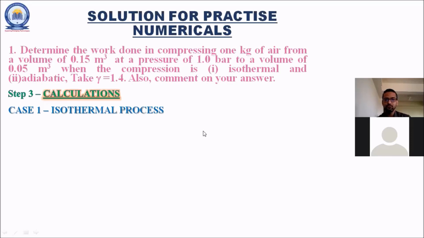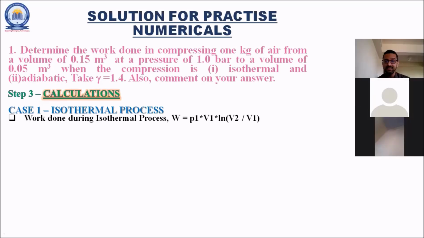Roll number 34, the amount of work done. Okay, very good. That is P1 V1 ln V2 by V1. Very good. That is the perfect answer. So work done during the isothermal process can be written as W is equal to P1 V1 ln V2 by V1. As you are seeing that in the given data, we are having all the values.